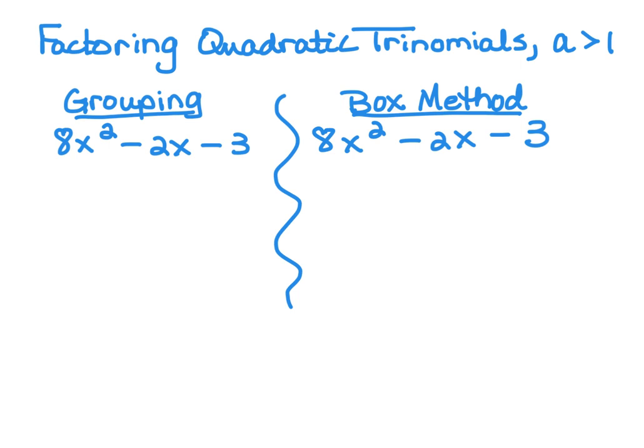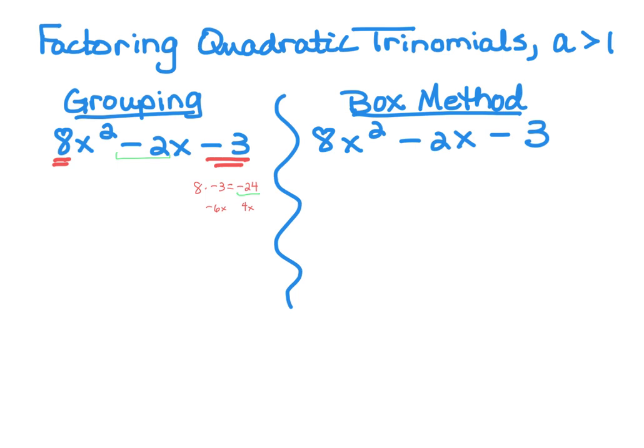So I'm going to start with the grouping method. And both of these methods actually start with taking the a value and the c value and multiplying them. So you're just going to think to yourself, okay, 8 times negative 3 is negative 24. And then you want to find two numbers that multiply to negative 24 and add to negative 2. And those two numbers in this case would be negative 6 and positive 4. And you're going to put x's with the negative 6 and the positive 4.